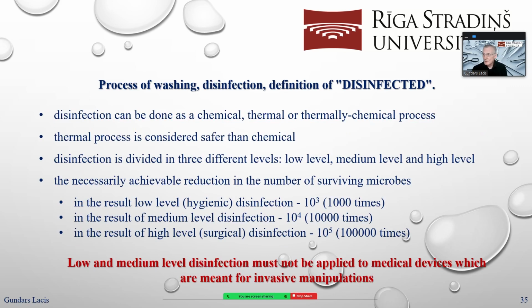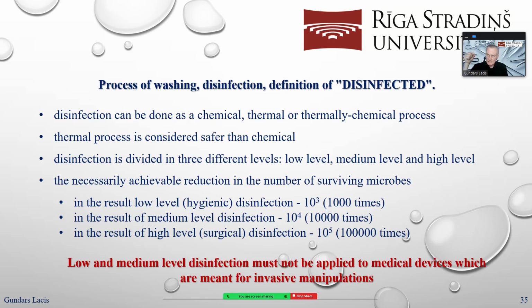Disinfection can be done as a chemical, thermal, or thermochemical process. Thermal process is always more safe than chemical process. Always more safe. And why? It's because of physics. For example, if I am immersing some instrument, for example forceps, in water and start to heat it up, what is happening?